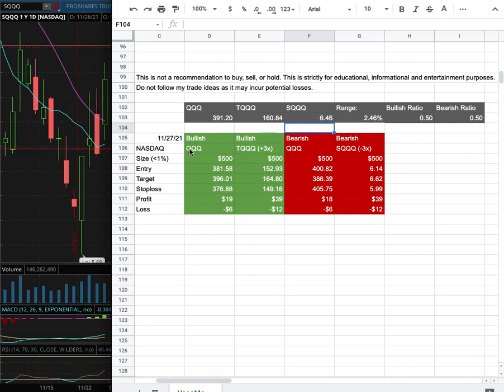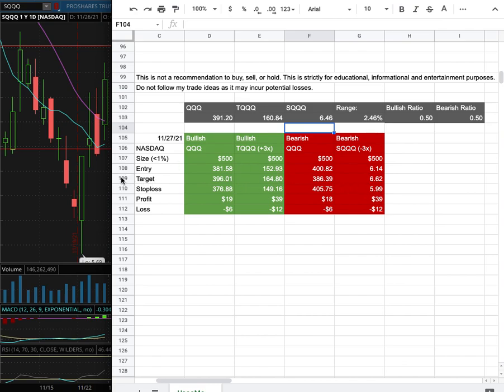As with the trade idea, my position size for it is less than 1% of my portfolio. My entry is at $6.14, and that is this range here. My sell target is at $6.62, and that is this range here. My stop loss is at $5.99.